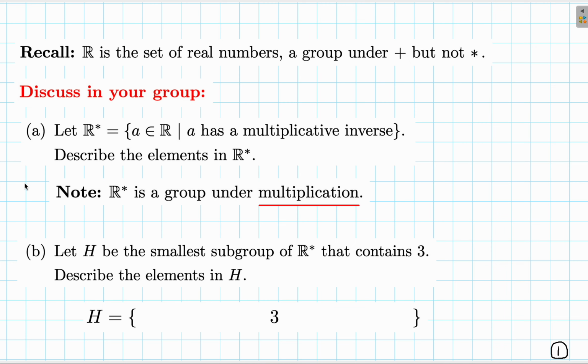Our first question: let R star contain the real numbers that have multiplicative inverses, and please describe the elements in R star. As a reminder, R star is a group under multiplication. The second question: let H be the smallest subgroup of R star that contains the number 3. See if you can describe the elements in H. Please pause the video and work on these problems, and we'll go over them shortly.